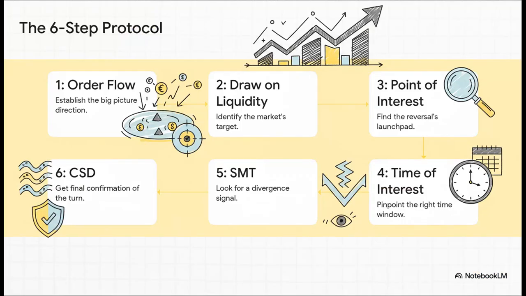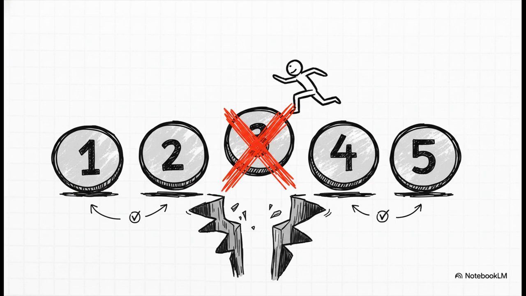And here it is. This is the checklist, all 6 steps of the protocol. We start at the top, figuring out the big picture, and work our way all the way down to the final confirmation that the market is turning. We're going to go through every single one of these, but before we do, there's one massive, non-negotiable rule you absolutely have to get. And that rule is simple.